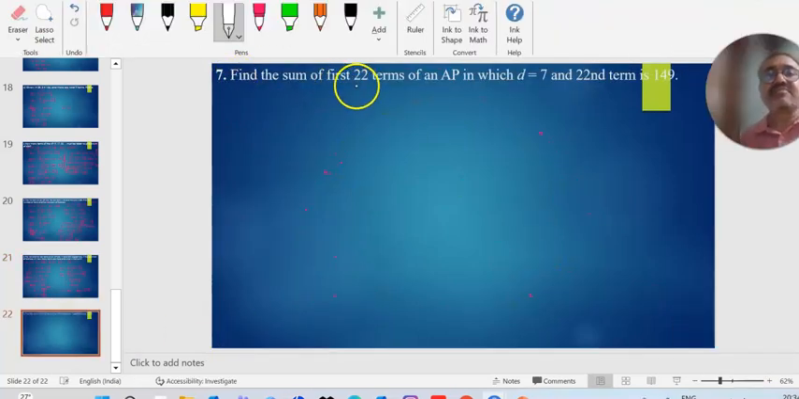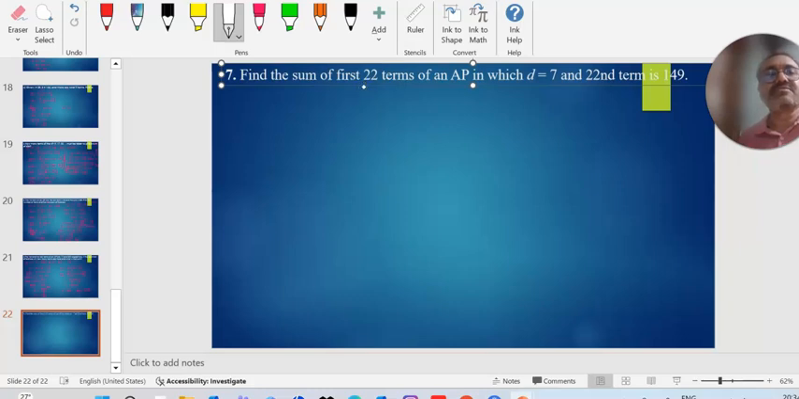Find the sum of first 22 terms of an AP in which D is equal to 7. So here D is equal to 7.